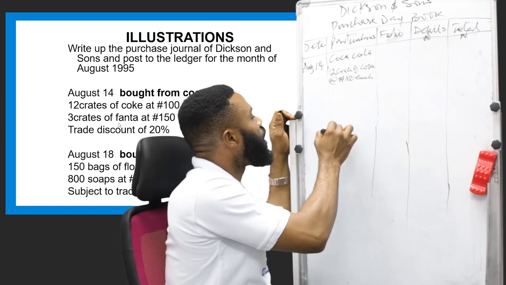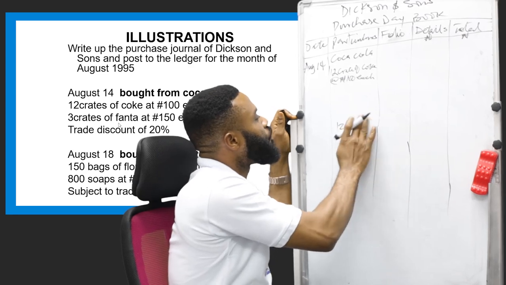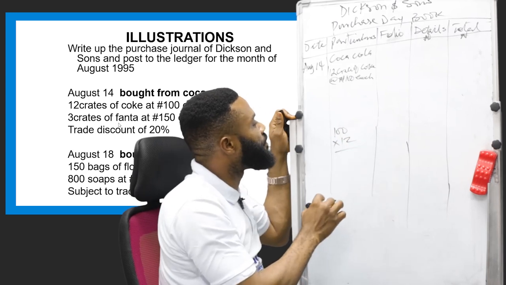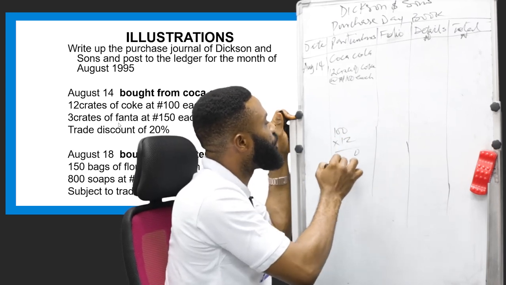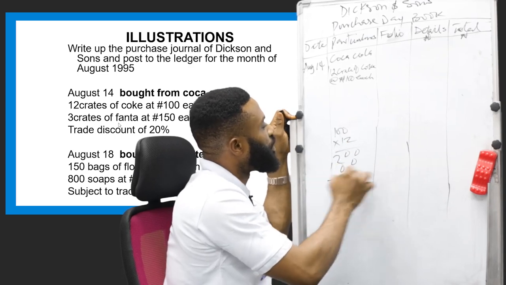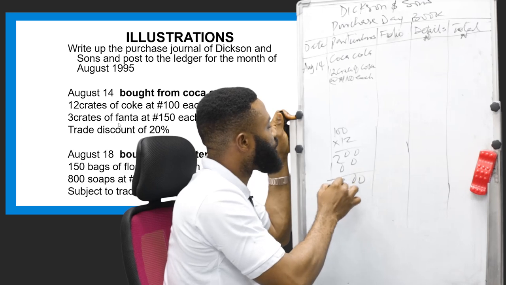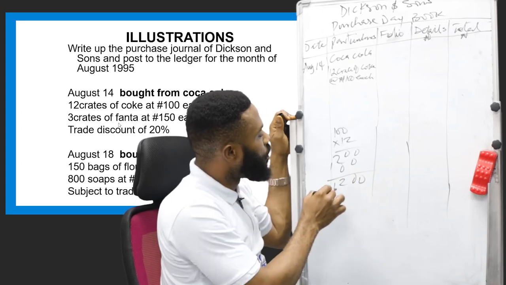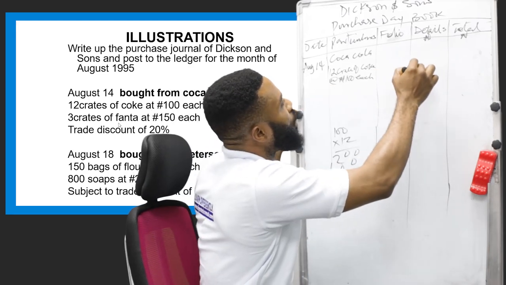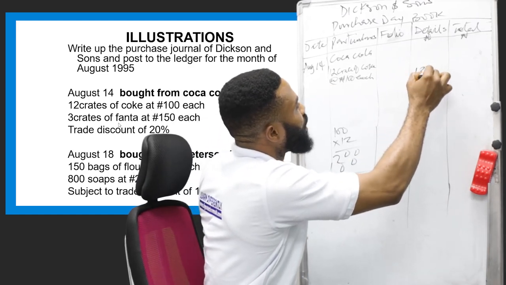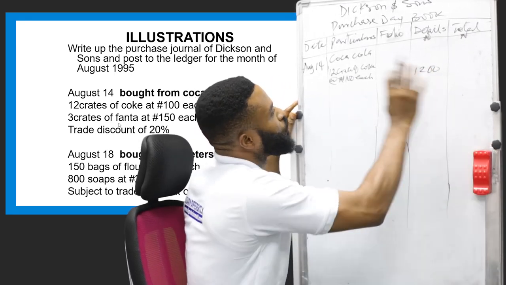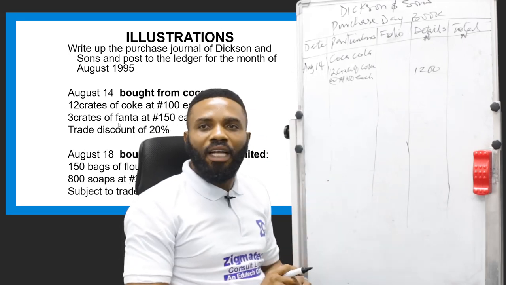That is simply 12 times 100. If you calculate 100 times 12, you will have 1,200. So you come here and write, under details, 1,200. That will be the value. You have 1,200.